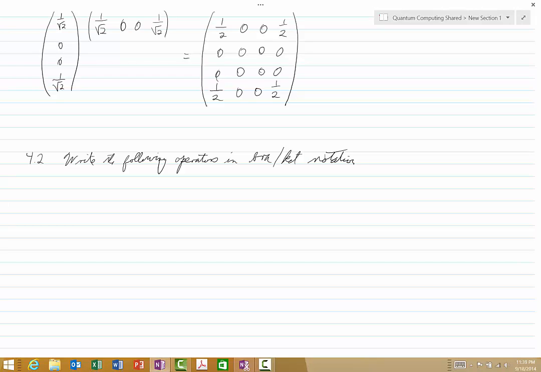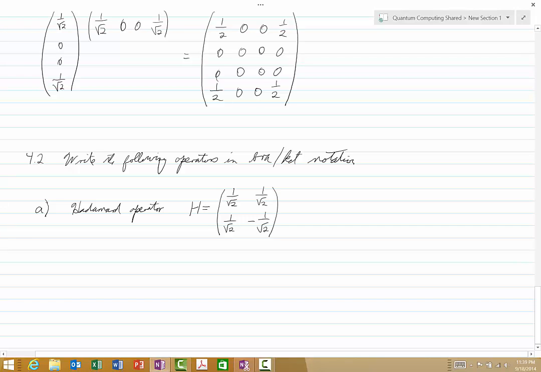So let's start off with A. It is the Hadamard operator, which is worth knowing. It is usually denoted H. And in the case of a one-qubit system, the Hadamard operator will have this form: 1 over square root of 2, 1 over square root of 2, 1 over square root of 2, minus 1 over square root of 2.